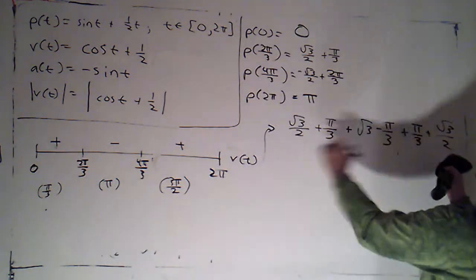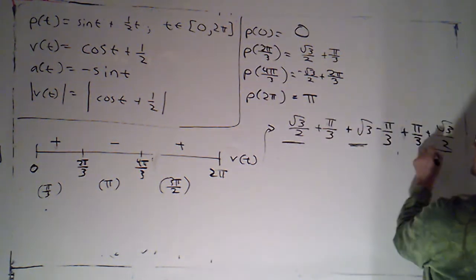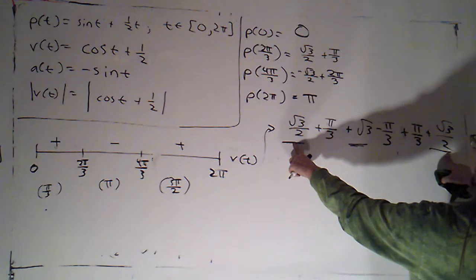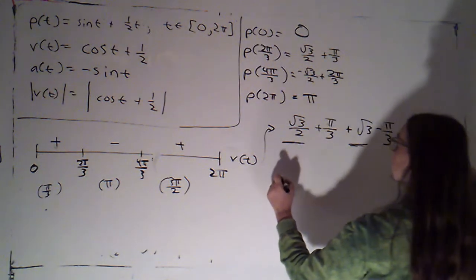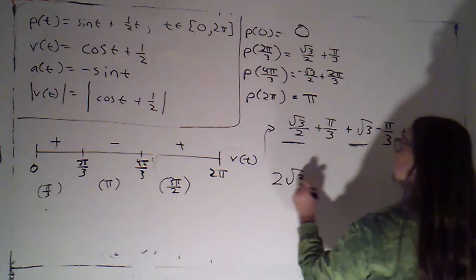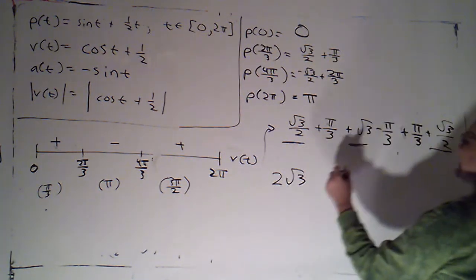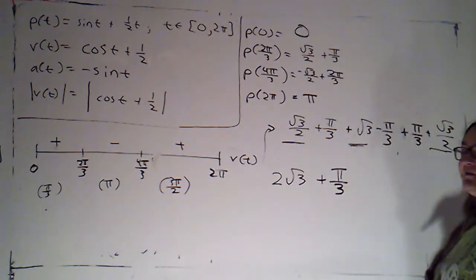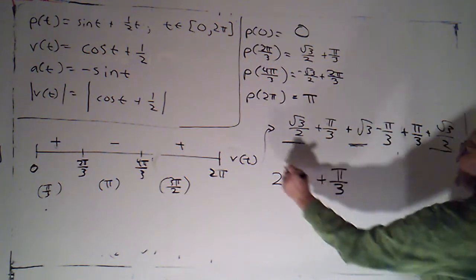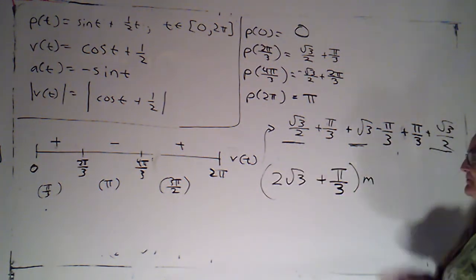Okay, so now let's combine things. I've got some root 3s, and some root 3s. Root 3 over 2 plus root 3 over 2 is a full copy of root 3, plus that root 3 is going to be 2 copies of root 3. Pi over 3 minus pi over 3 plus pi over 3 gives me plus pi over 3. That, in meters, is equal to our distance.